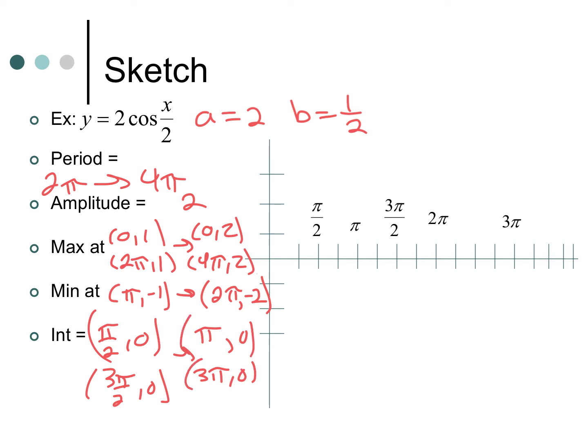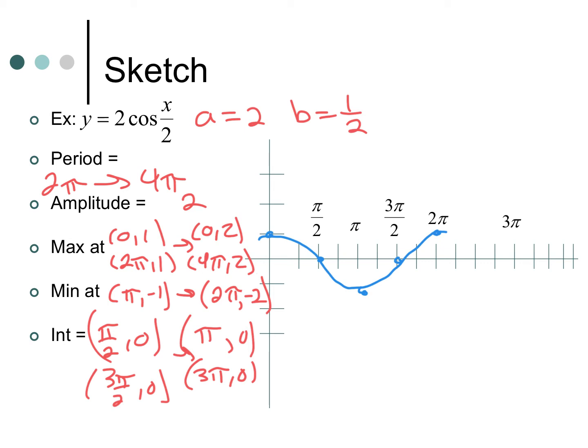Okay, just like before, I'll go ahead and graph the original function. So we had 0, 1, and then 2 pi and 1. Then we have pi and negative 1, pi over 2, 0, 3 pi over 2, and 0. And we're going to connect again, making sure we have a curved function here.